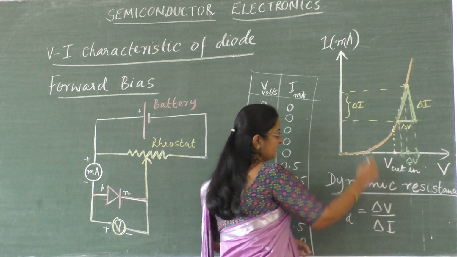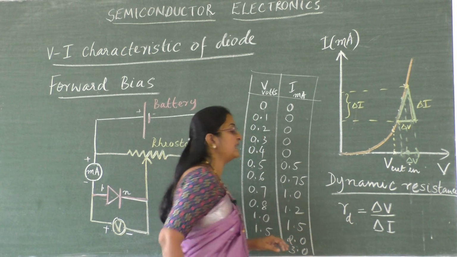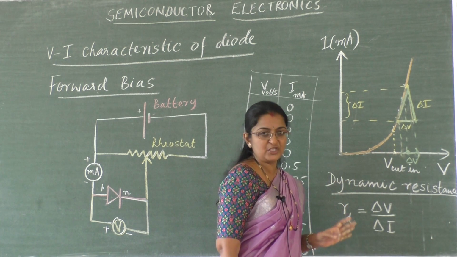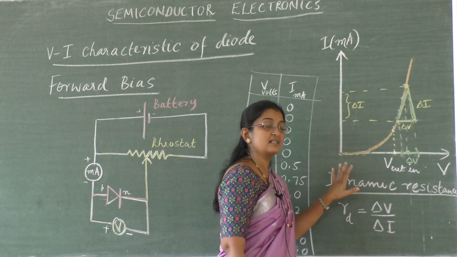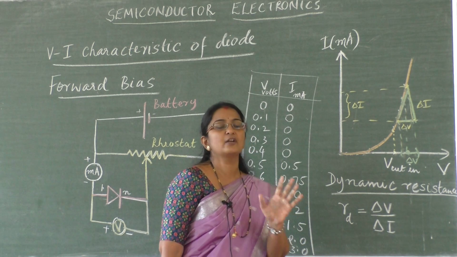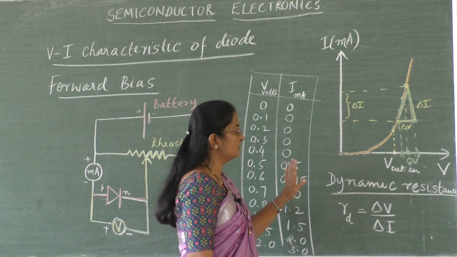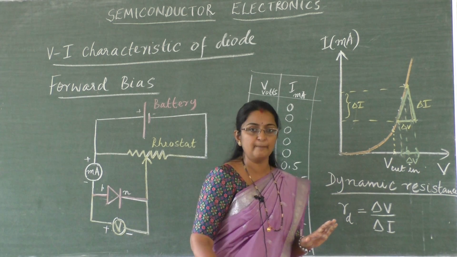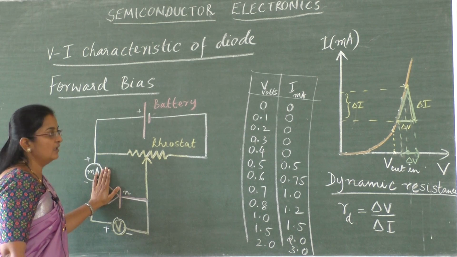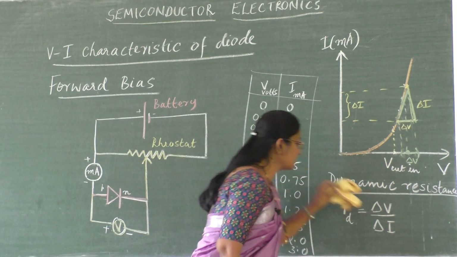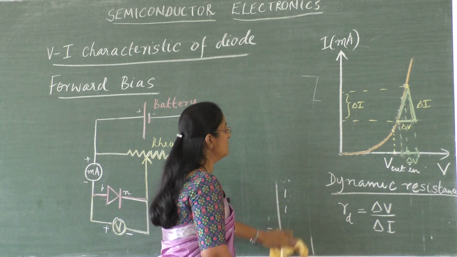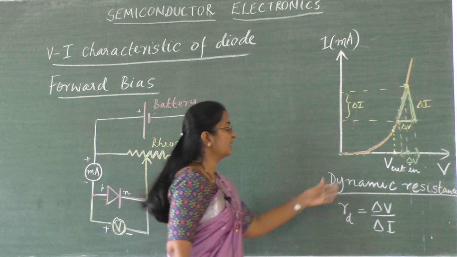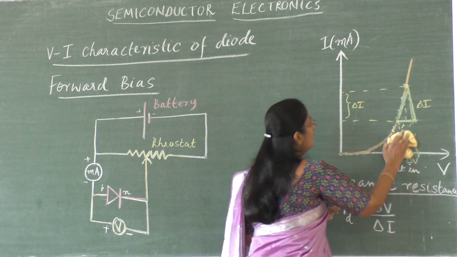By knowing the delta V and delta I values, we can calculate the dynamic resistance of the diode, and that value will be different at different positions. In the case of forward bias, the resistance value will be low, of the order of a few ohms. Students, these are the important points related to the VI characteristic of the diode in forward bias. Note down the diagram. Do not learn it by heart. I have just given sample values to plot the graph. From the examination point of view, just remember the graph of V versus I. Only this much is enough.